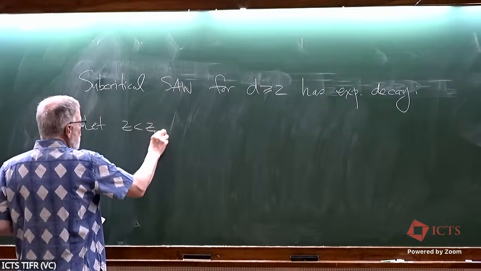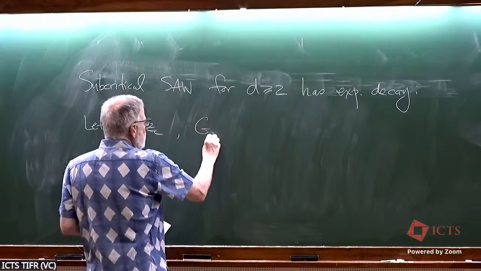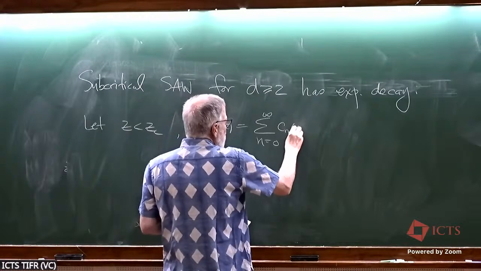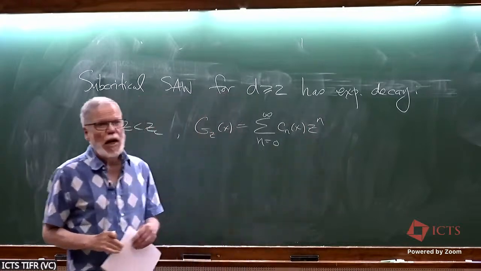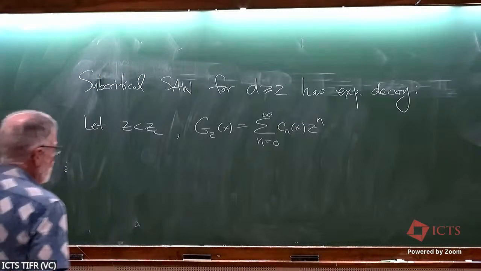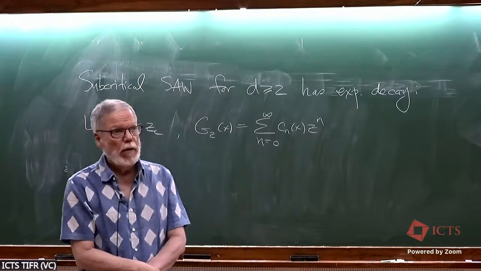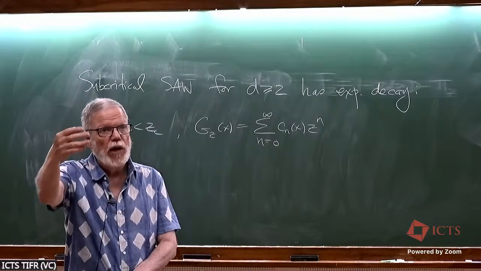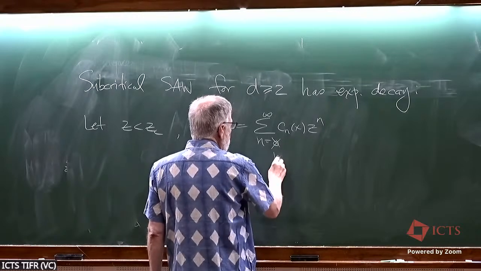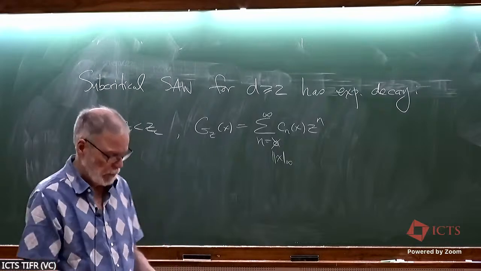It's very easy. If I have a subcritical z, and I look at g_z of x, it's the sum n equals 0 to infinity of c_n of x, z to the n. I'm thinking about strictly self-avoiding walk now. If you have a walk that goes from 0 to x in n steps, if x is far away, n has to be big. The minimal number of steps that you can take is the infinity norm of x. You must take at least that many steps.